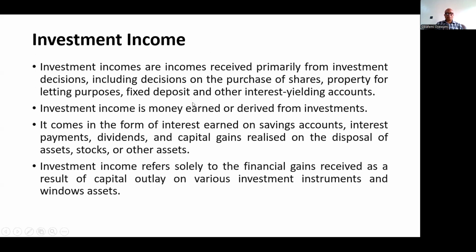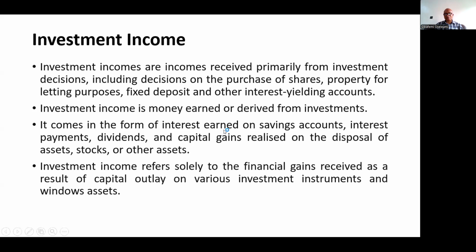We're talking about investment incomes that you derive primarily from investment decisions that you have made over time. This decision will include, for example, buying shares in a particular company, and property that you invested money in so that you can let it out, so that people will come and use it and then pay you, fixed deposit, other high yielding account. Investment income is money earned or derived from investment. So that talks about investment incomes.